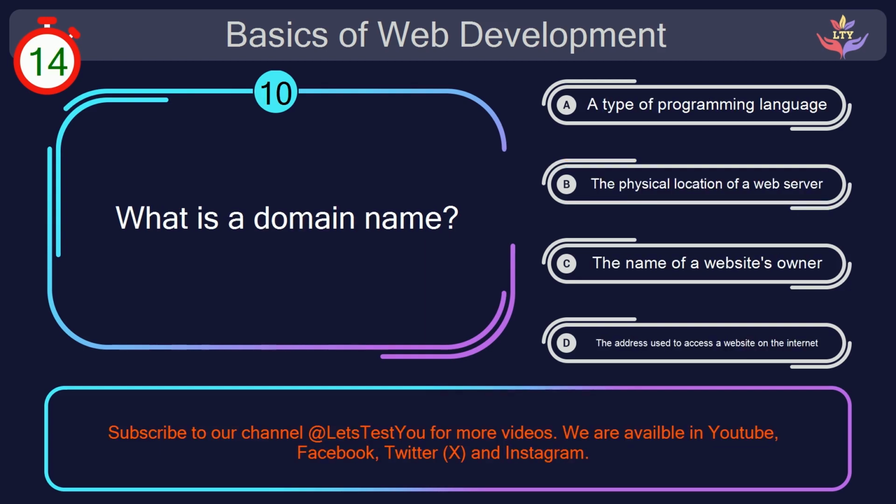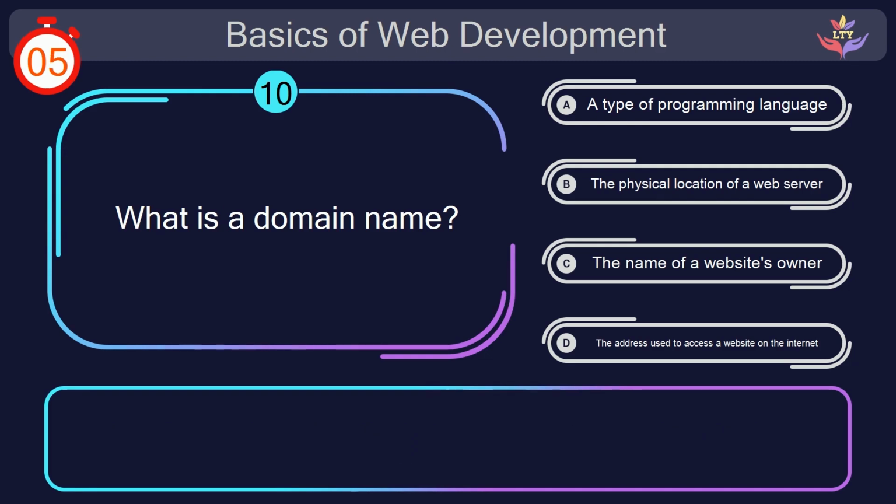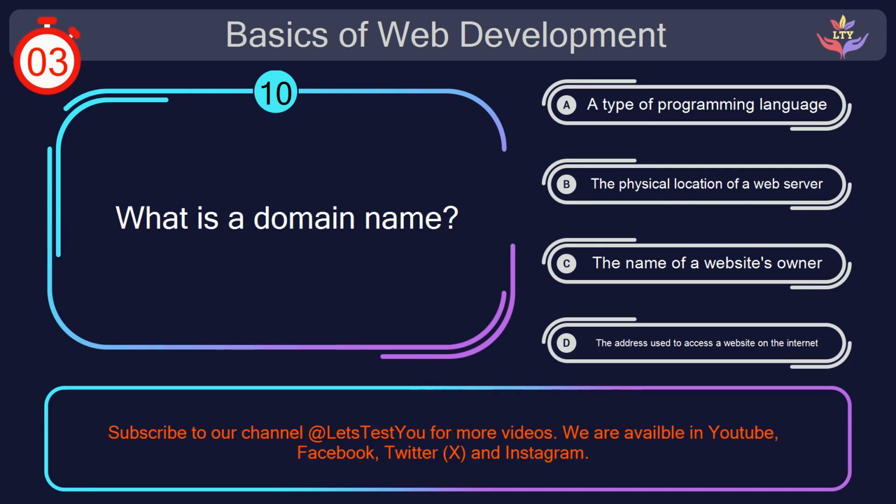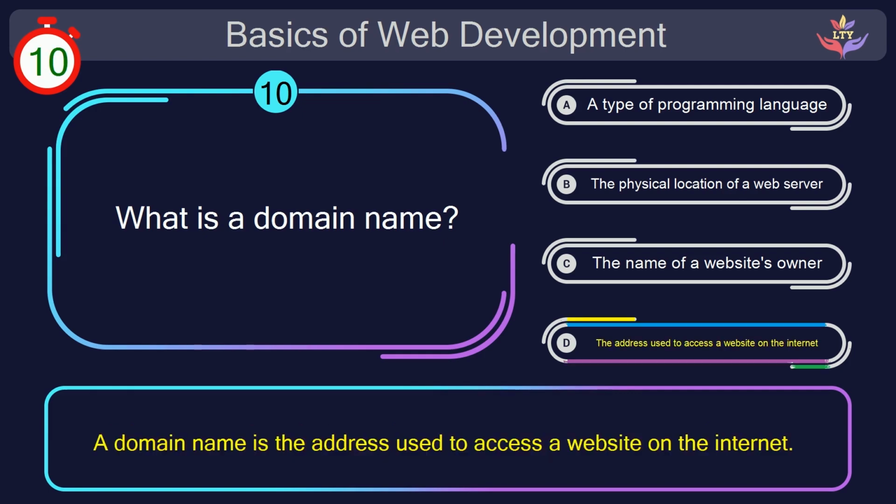Question number 10. What is a domain name? Your countdown started. 10, 9, 8, 7, 6, 5, 4, 3, 2, 1, here we go. The correct answer is option D. The address used to access a website on the internet. A domain name is the address used to access a website on the internet.